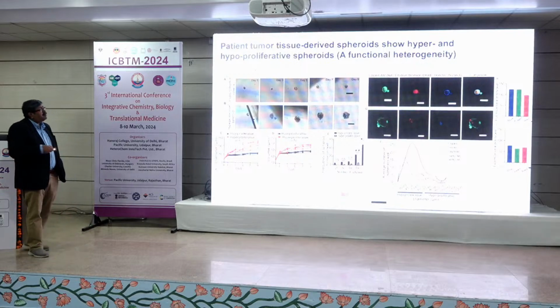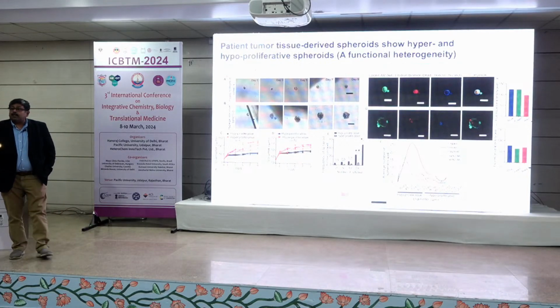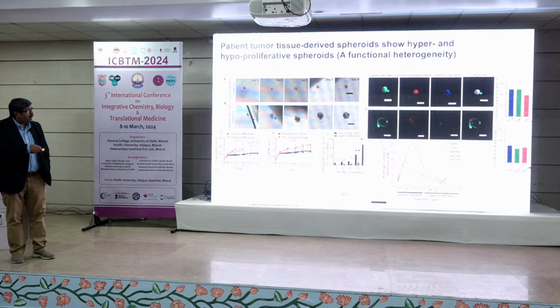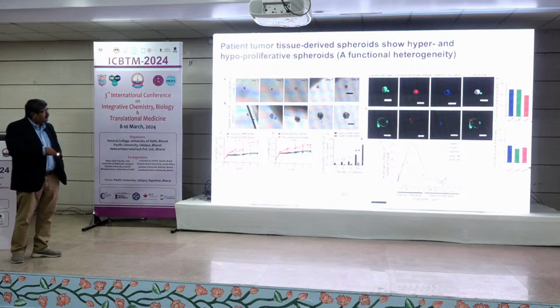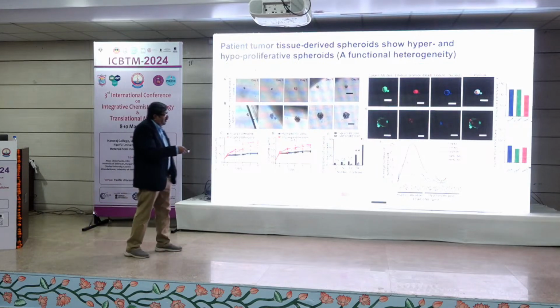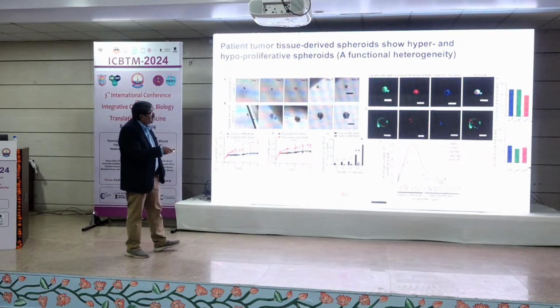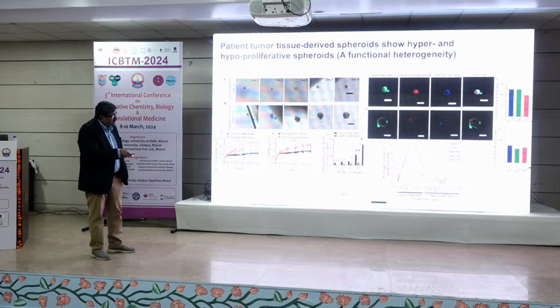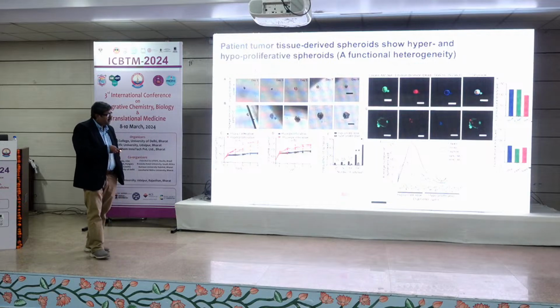Then we decided to look at whether this is happening in humans also, from primary tissues, and we saw almost the same observation. But one thing we saw that was very interesting: if you look at growth of hyper versus hypo, as the stage of cancer increases, we see more small-size spheroids compared to higher-size spheroids.